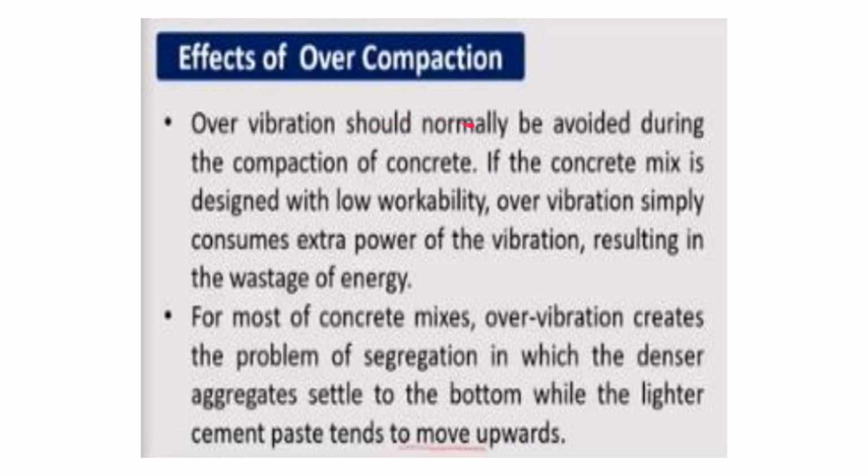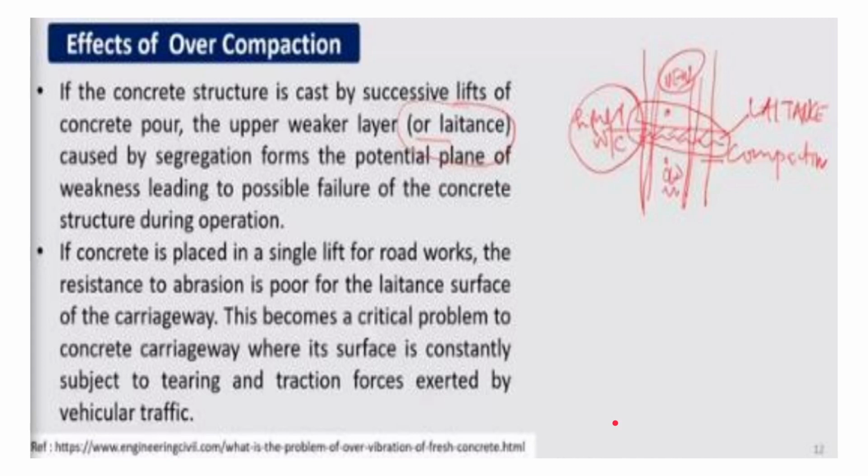So over vibration should normally be avoided during the compaction of concrete. If the concrete mix is designed with low workability, over vibration simply consumes extra power of the vibrator, resulting in the wastage of energy. For most concrete mixes, over vibration creates the problem of segregation, in which the denser aggregates settle to the bottom while the lighter cement paste tends to move upwards, as we just studied. So, if the concrete structure is cast by successive lifts of concrete pour, the upper weaker layer, which is caused due to laitance, okay, caused by segregation, forms a potential plane of weakness, leading to possible failure of the concrete structure during operation. Okay, so this is one of the effects of over compaction.